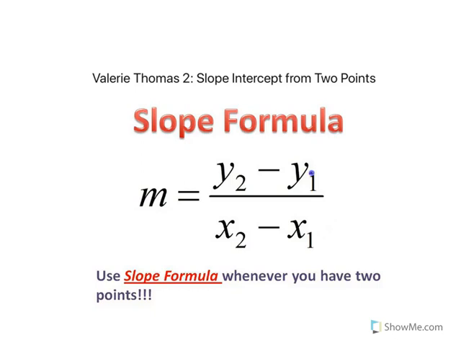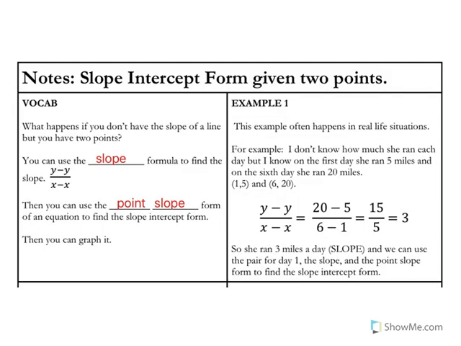Valerie Thomas 2, slope-intercept from 2 points. You can see the slope formula here, and if you remember, this is how we found the slope when we had 2 points. We said y2 minus y1 over x2 minus x1, and that forms the slope. So let's look at what we would do to find slope-intercept when we have 2 points.